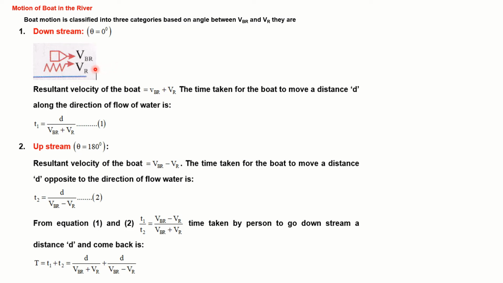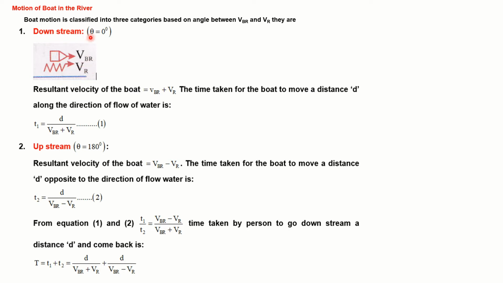Let's discuss the motion of a boat in the river. Students, it's classified into three categories, based on the direction of the river and the direction of the swimmer. But here, students, you are taking this as boat V_BR, the velocity of the boat in the river, and this is the direction of the river flow.